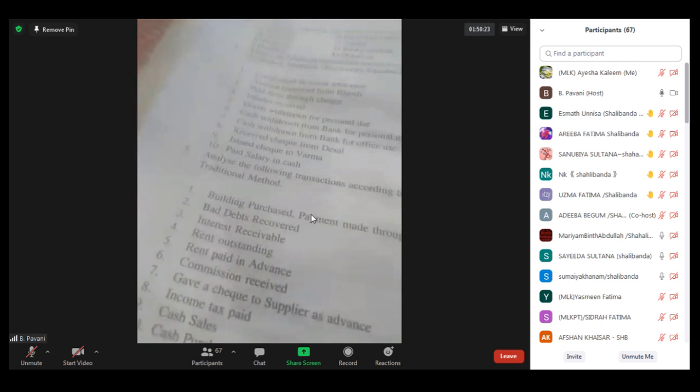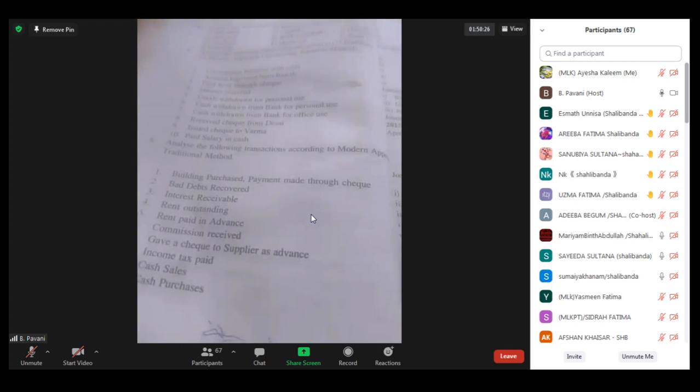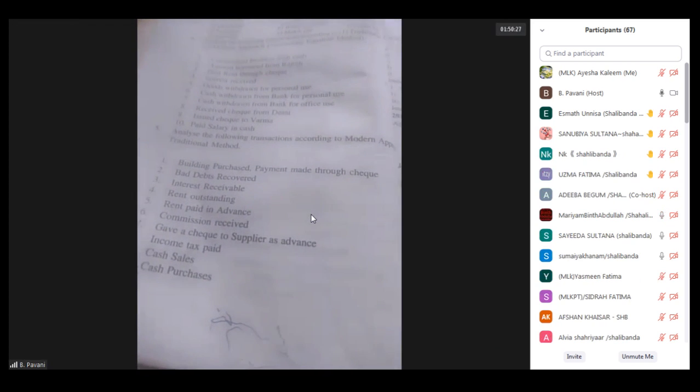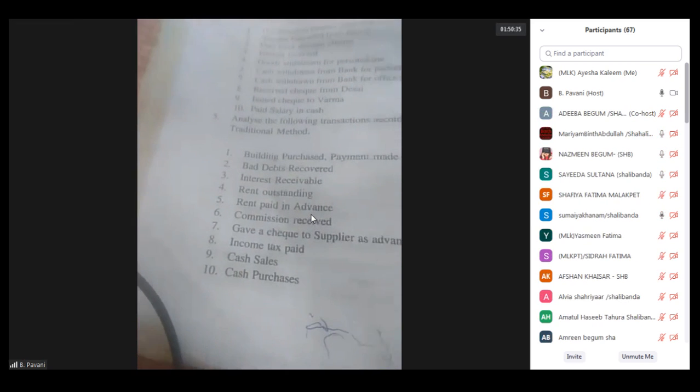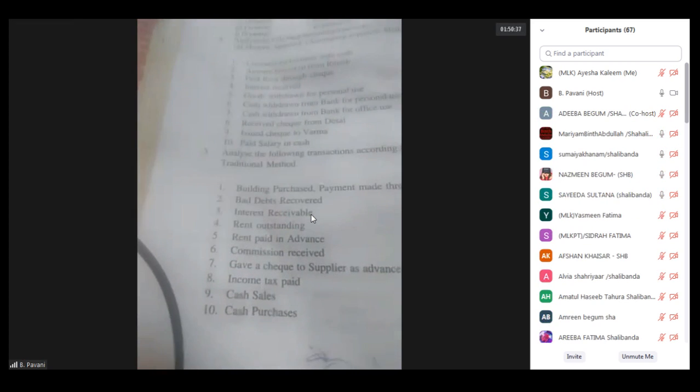I think you can write the narrations, girls. No, in the narrations, I'll just say the entry. Okay. So coming to this, they have given that a building is purchased and the payment is made through check. They are purchasing the building and have made the payment through check. So the building account is debited to the bank account.